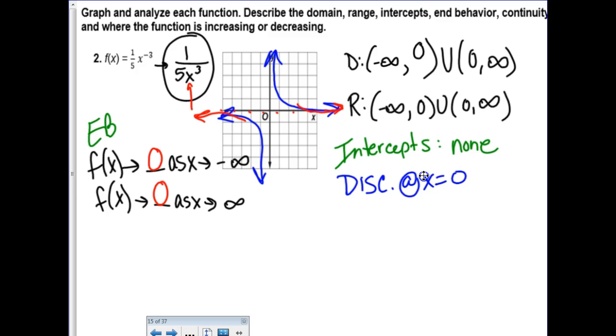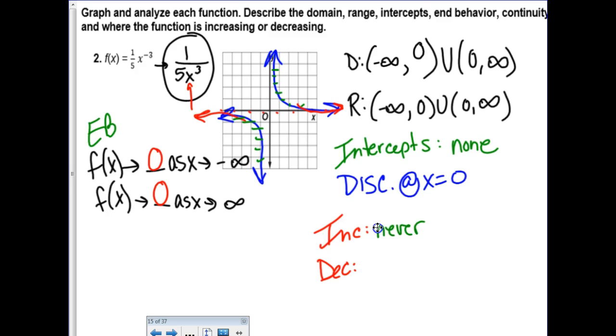And then I want to know when the function is increasing and when the function is decreasing. So this is the roller coaster question. This portion of the roller coaster track, is it increasing or decreasing? Decreasing, yeah. And then over here, this portion of the roller coaster track, is it increasing or decreasing? Decreasing. So it's never increasing.